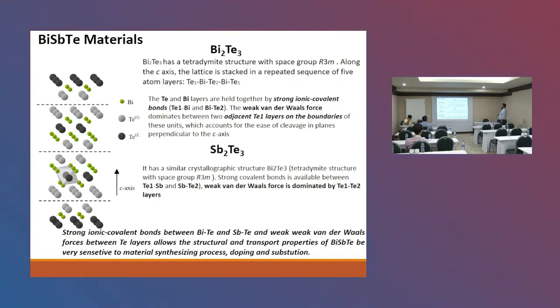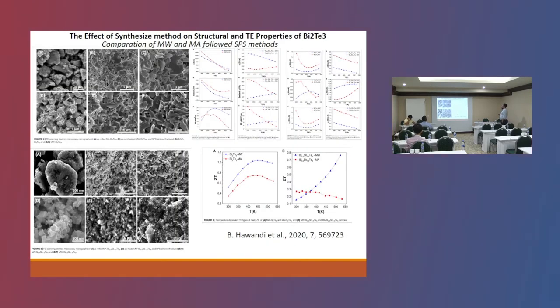This actually makes the materials very sensitive to doping, and also allows us to manipulate the structure with the sample preparation processing. So I want to give several examples of recent studies on how the sample preparation process affects the thermoelectric properties. This is one of the papers that we published with our colleagues from KTH. They synthesized two different bismuth telluride materials using two different methodologies: microwave, and mechanical alloying followed by SPS.